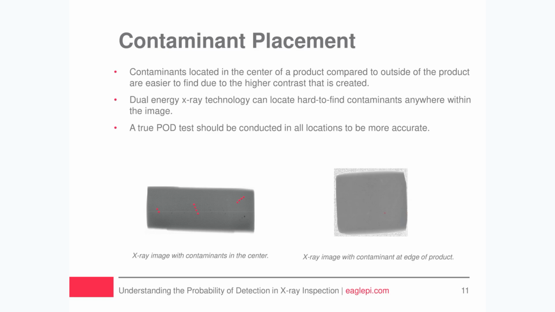Hence, contaminants located in the center of a product compared to the edge are easier to find due to the higher contrast that is created. With advanced dual energy X-ray technology, locating these hard to find contaminants on the outside or embedded within a product is made much easier. And a true probability of detection test should be conducted in all locations to ensure its accuracy.